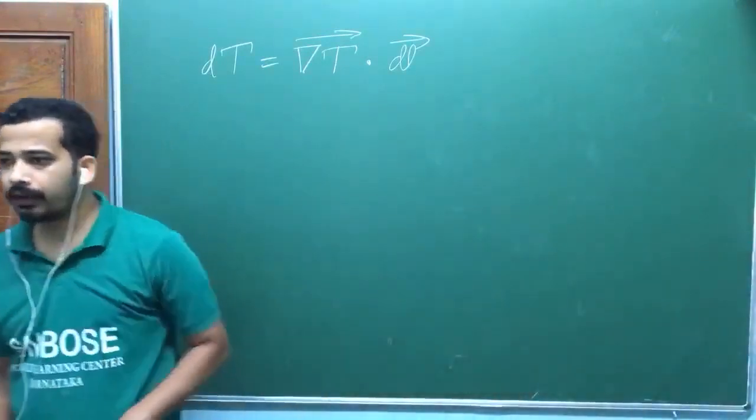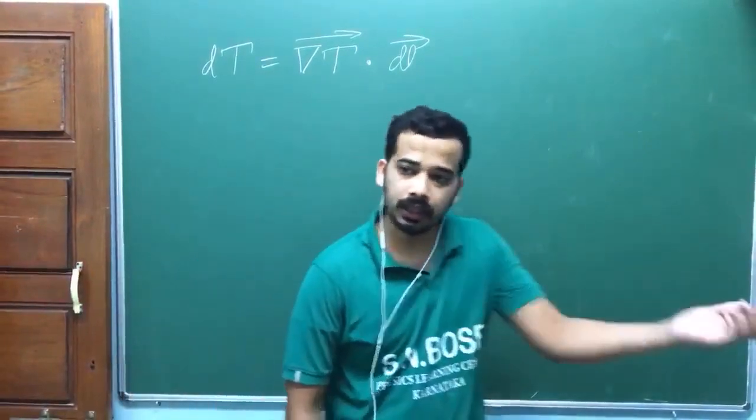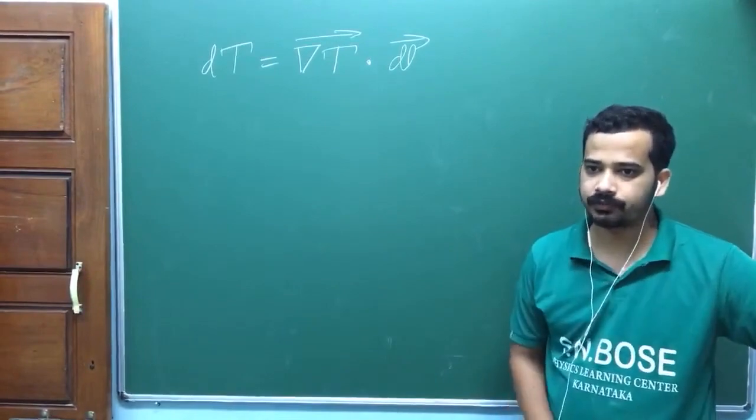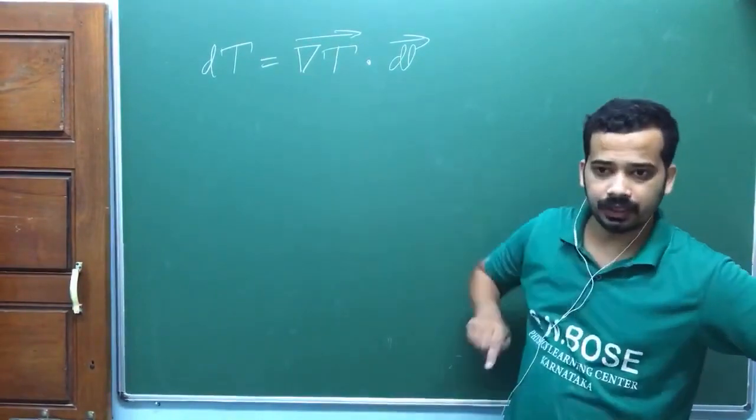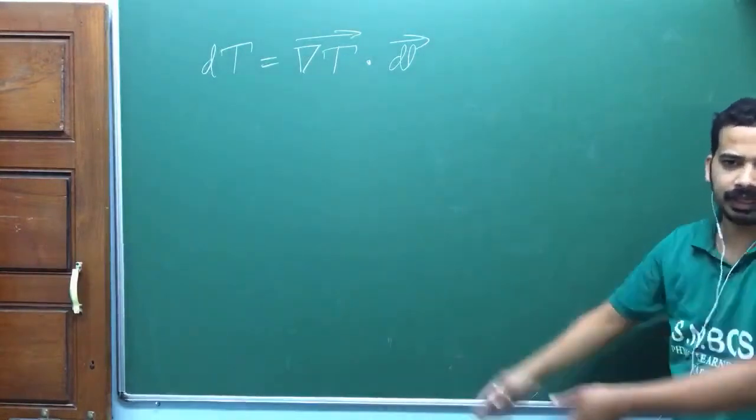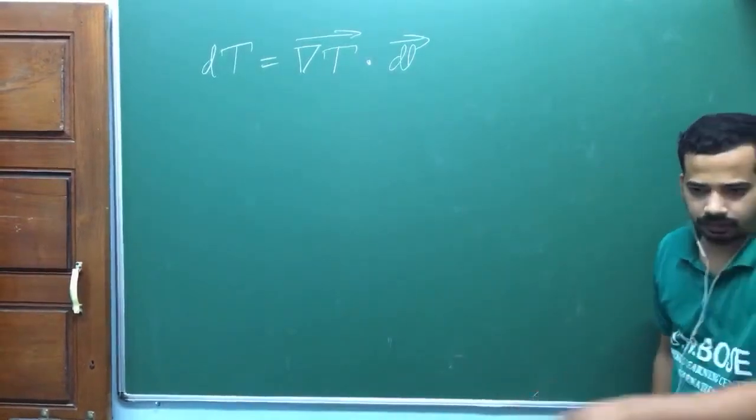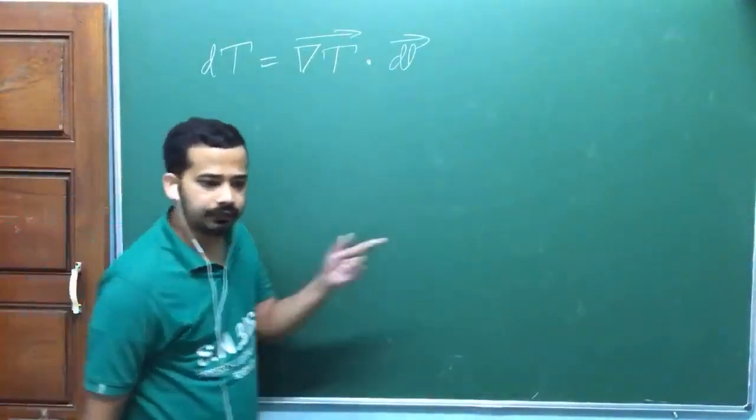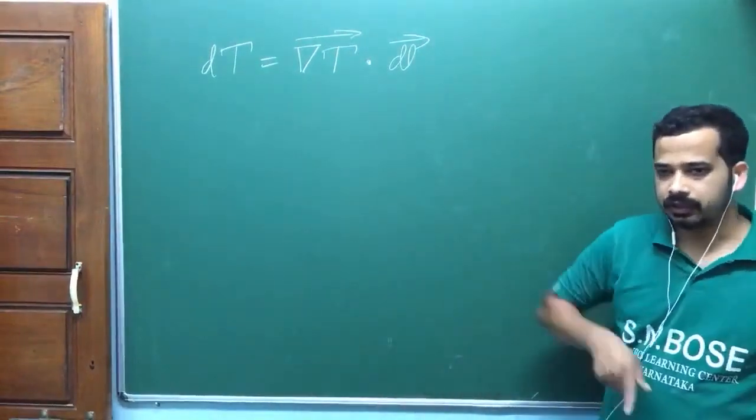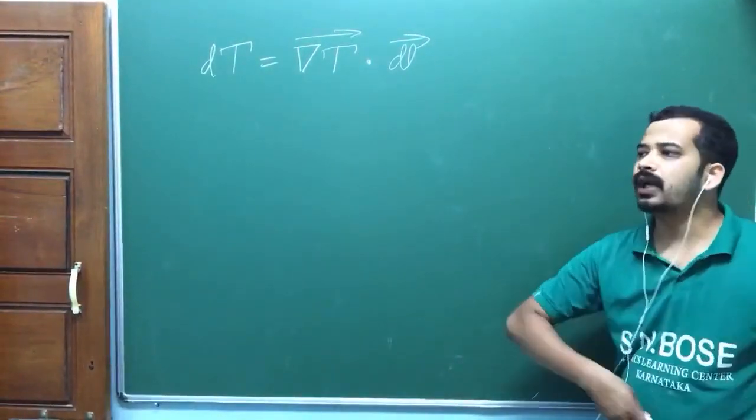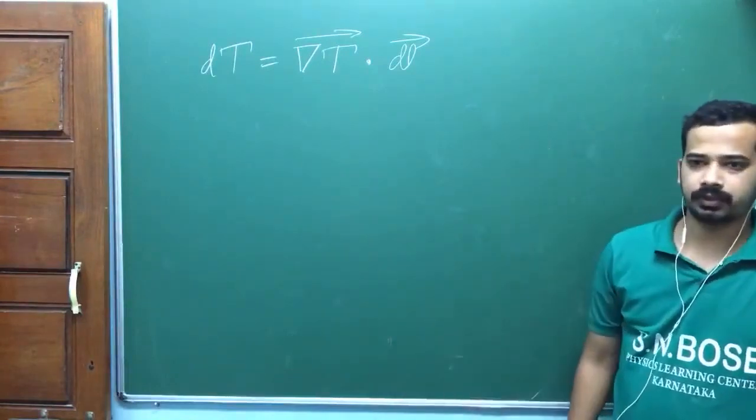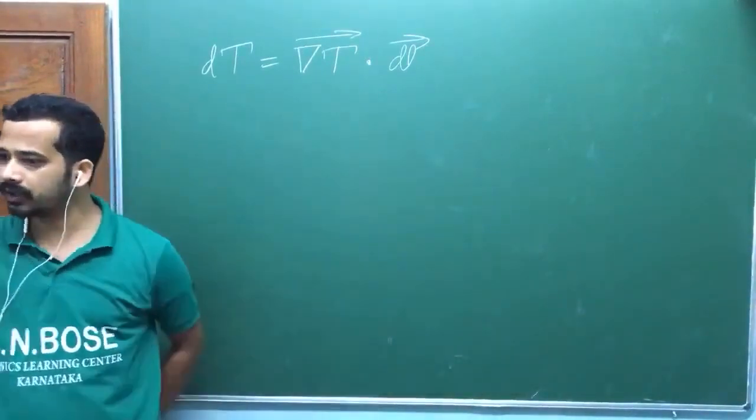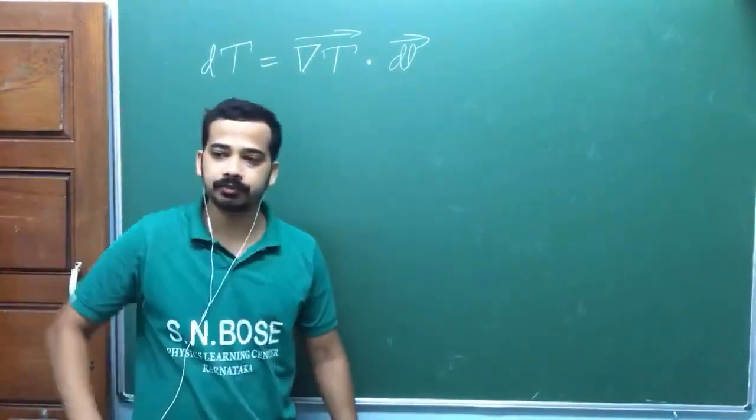Now, suppose you need the rate of change in some direction other than the gradient direction, then what will you do? If you want the rate of change in the maximum change direction of T, you can find the gradient and take the magnitude. That's how the magnitude of the gradient is defined. But suppose you need the rate of change of that scalar field in some other arbitrary direction, not in the direction of the gradient, not in the direction of maximum change of T.